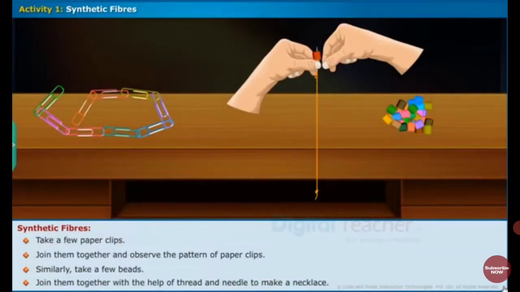How are these pins and the beads making one chain, like a mala? It is a continuous chain of single beads or single pins. Like that only, synthetic fibers are made of polymers, where small units get together making one continuous chain, that is called a polymer.